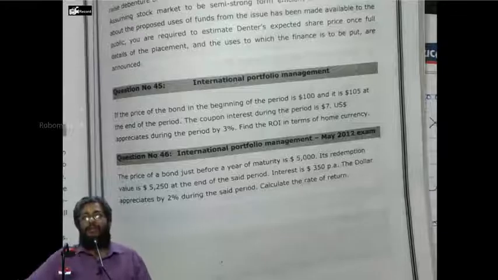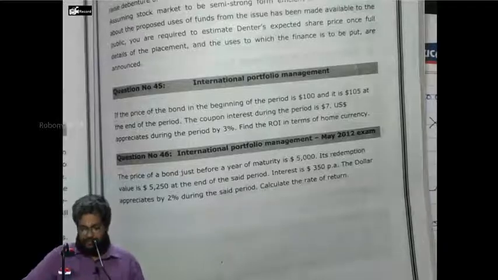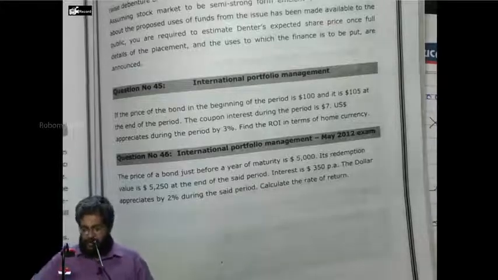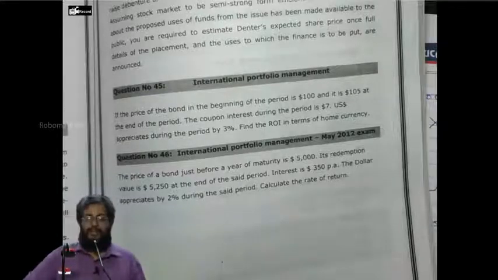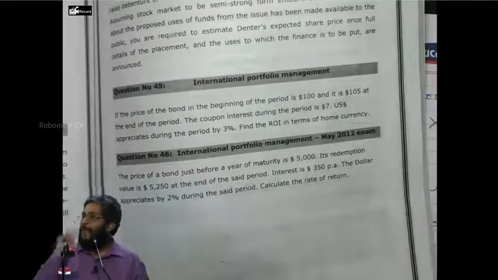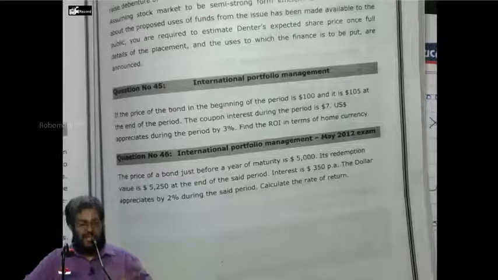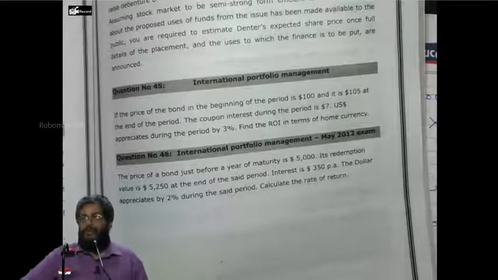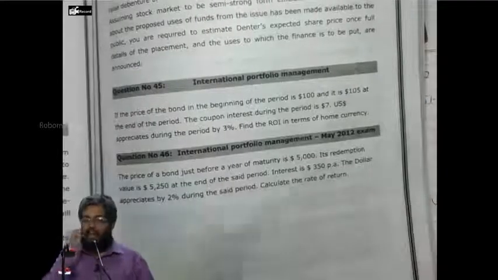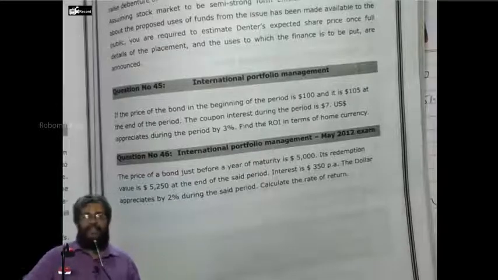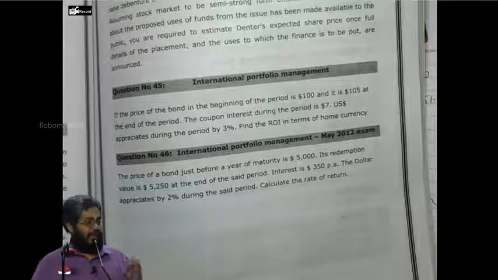Next. B. Realization is equal to, how much do I get? $5,250 plus $350 into, leave one line space and write the working note. If you want to give the heading, what is the heading of the working note here? The exchange rate after 1 year.